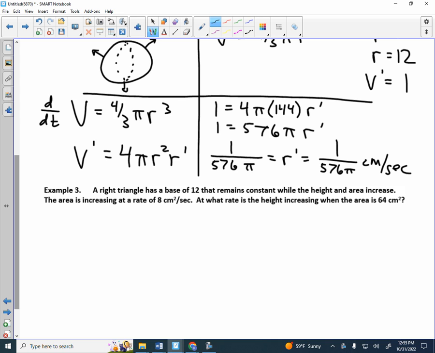Kind of see the process? So what I expect that you would see on the AP exam is where they would actually give you the formula, because you might not remember the formula for volume of a sphere, correct?